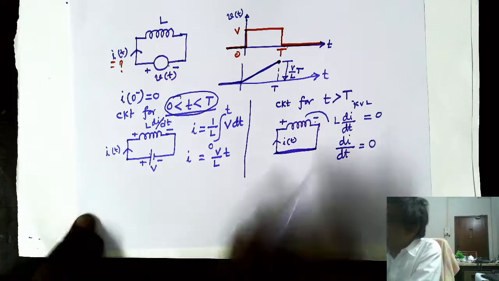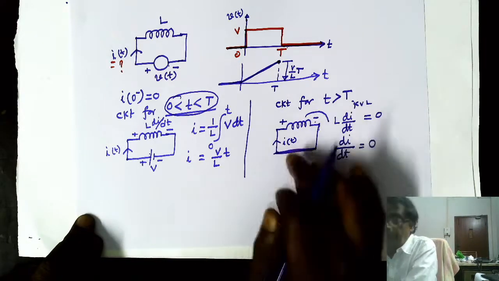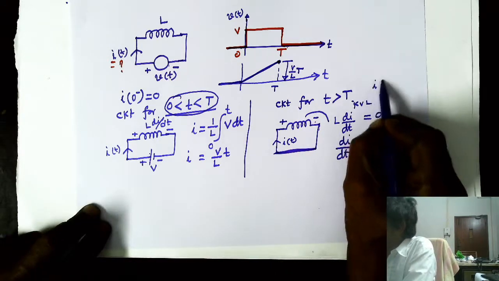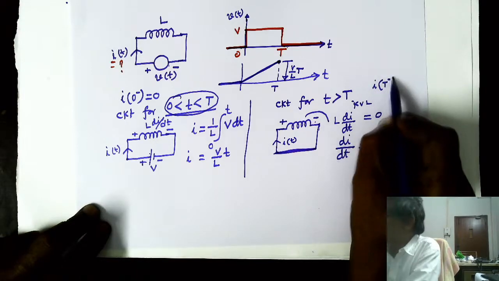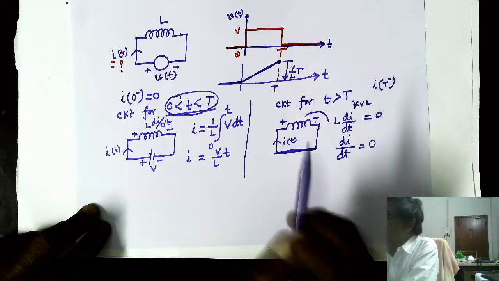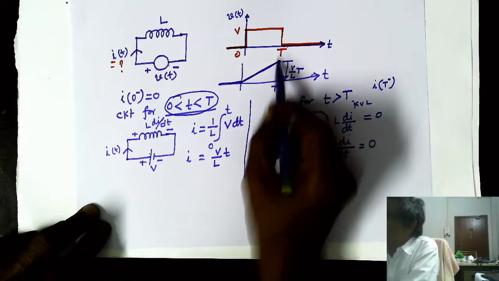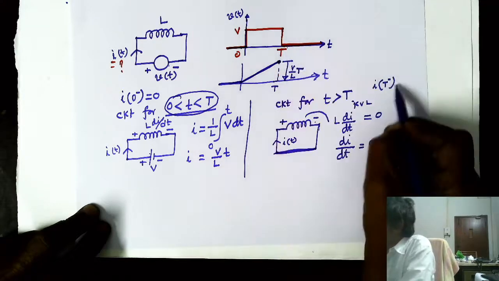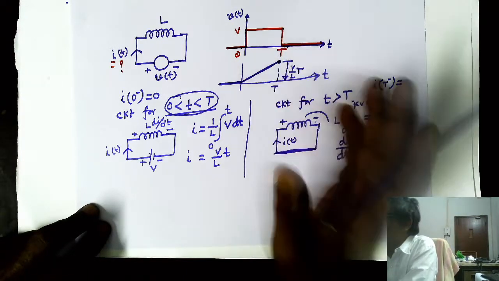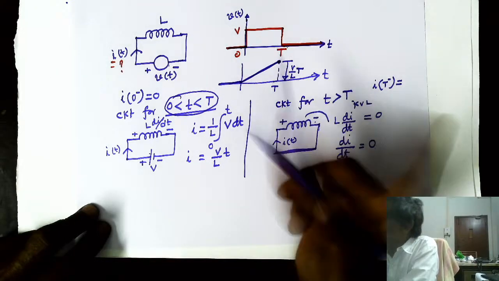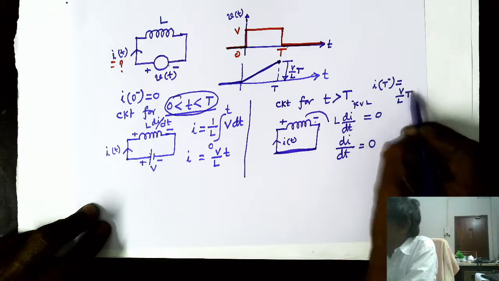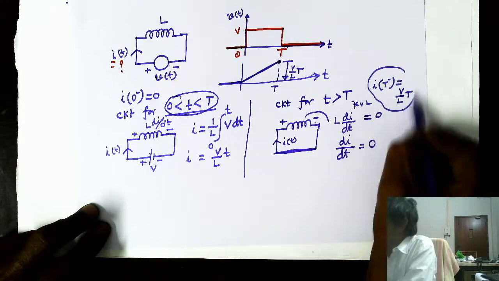Now, when you are about to solve this part of the circuit, you also ask, what was the current at t equals T minus, just at this point? That current, as I told you, because there is no impulse involved here, just normal functions, a step jump is there, and i(T minus) is V by L into T. So this is the initial condition for this switching.